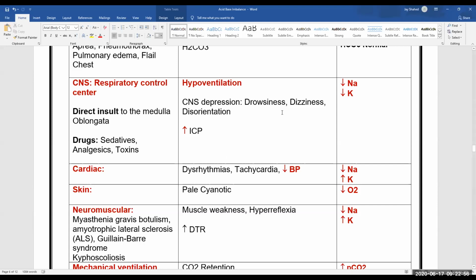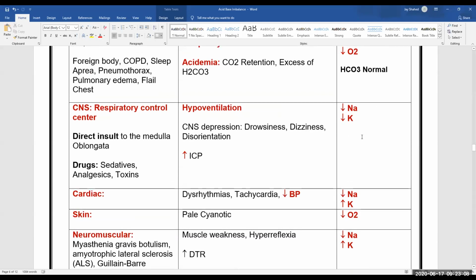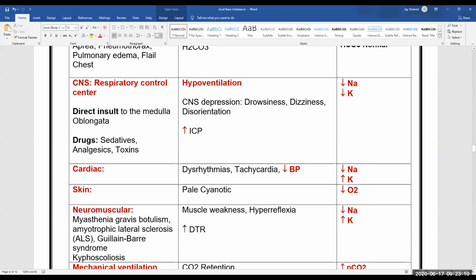All right. Now, what's going on here with decreased sodium and decreased potassium? How are we looking at that? Anybody can give it a shot here. What can lead to a decrease in sodium and a decrease in potassium in this case?